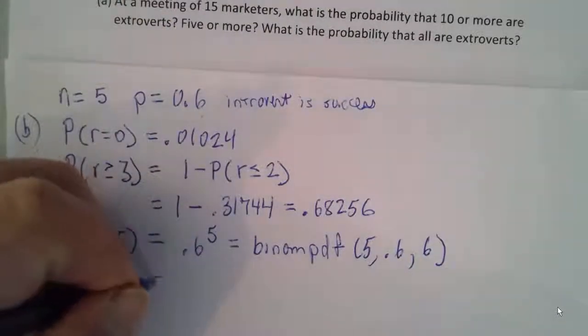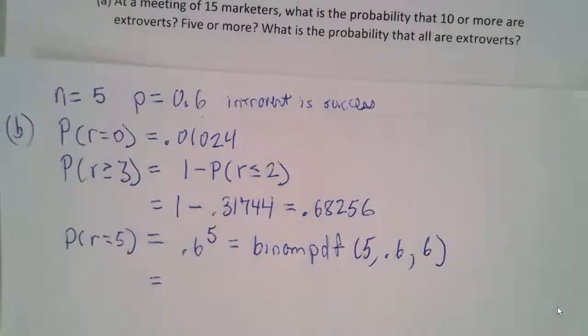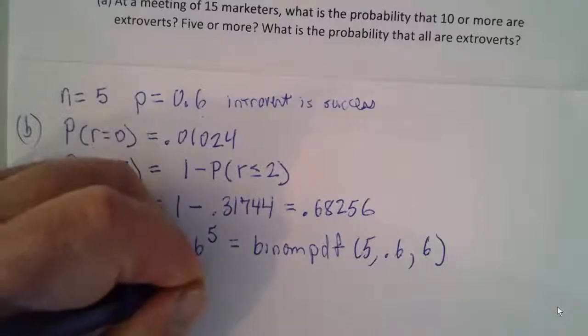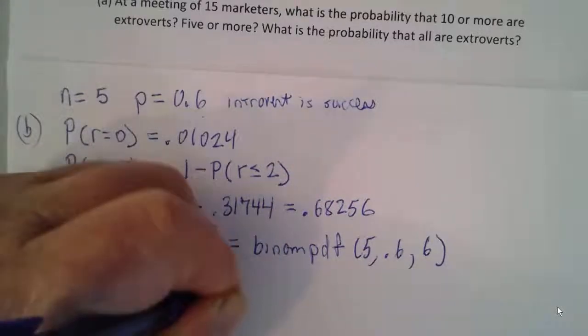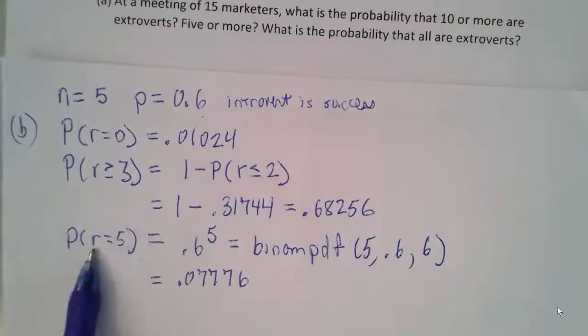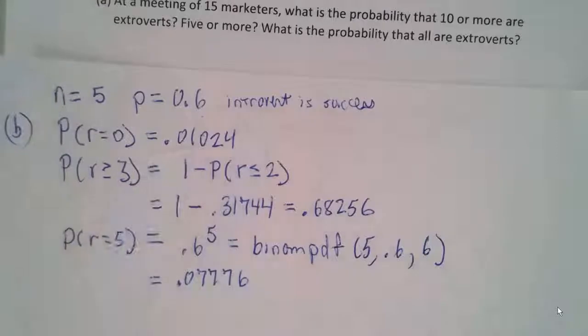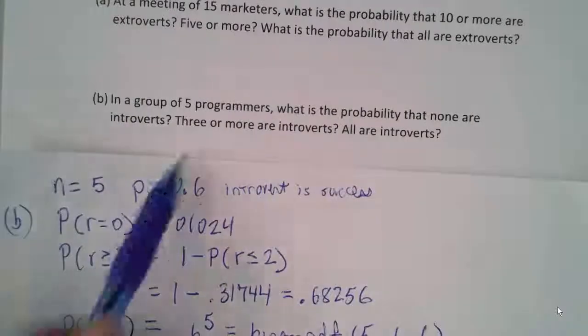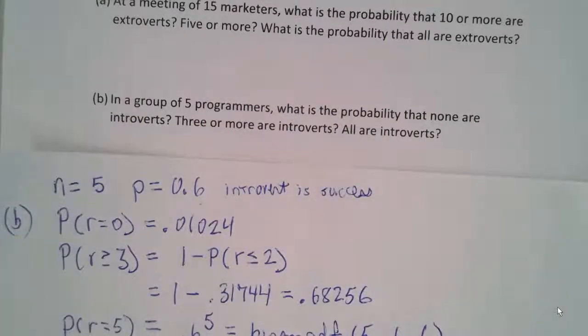So 0.6 to the 5th power is 0.07776. So about a 7.8% probability that all 5 of them will be introverts, which was the question we were asked here at the end of part B.